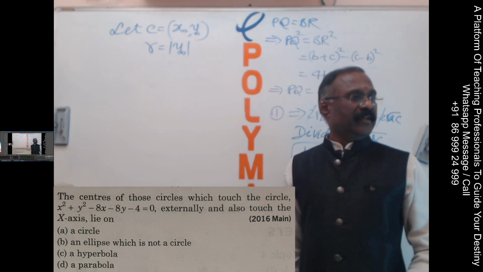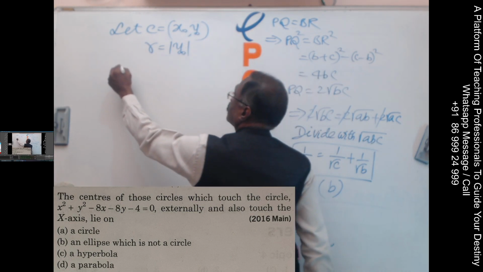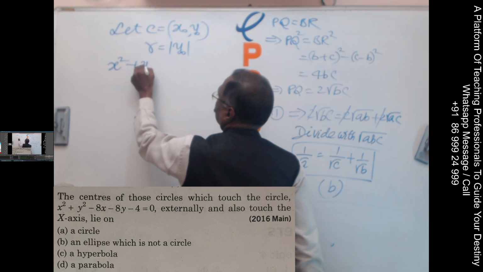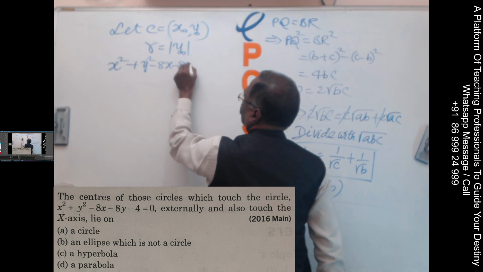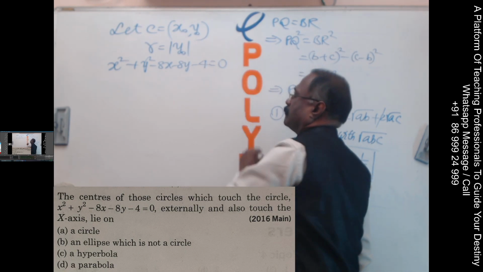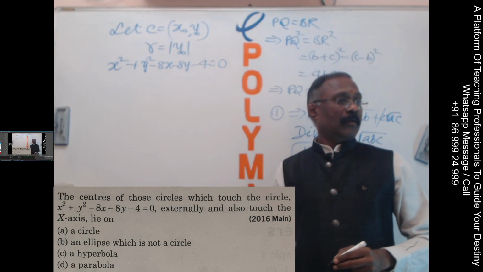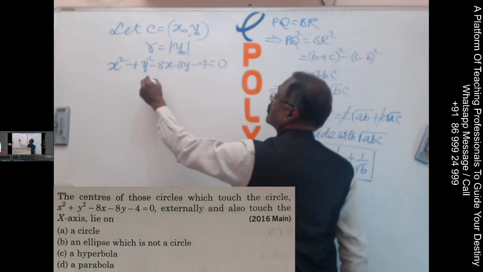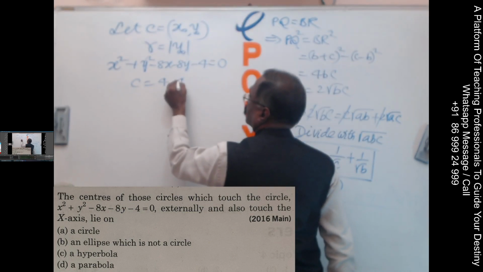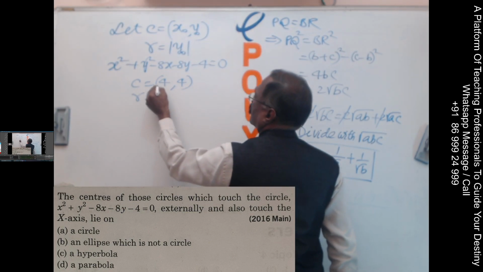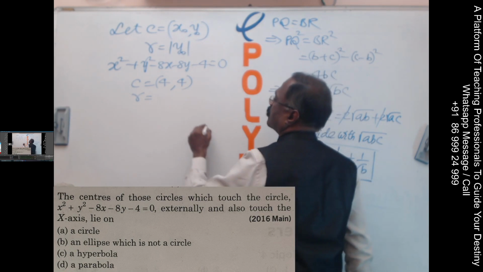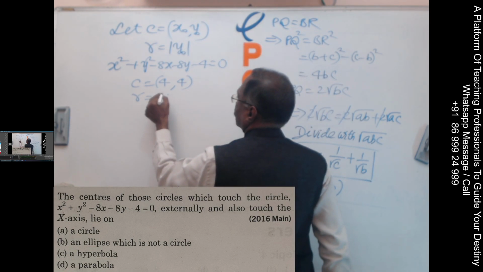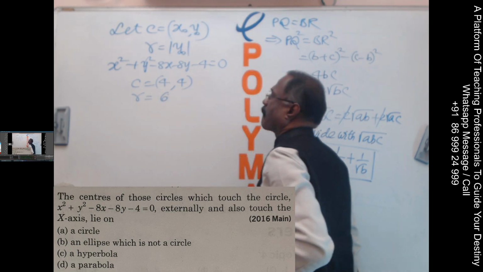But what is the circle given there? X square plus y square minus 8x minus 8y minus 4 equal to 0. Okay. Now center is equal to 4 comma 4. Radius is equal to 16 plus 16, 32 plus 4. It is 36. Under root 36 it is 6.